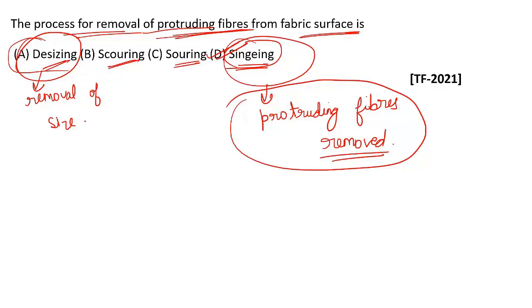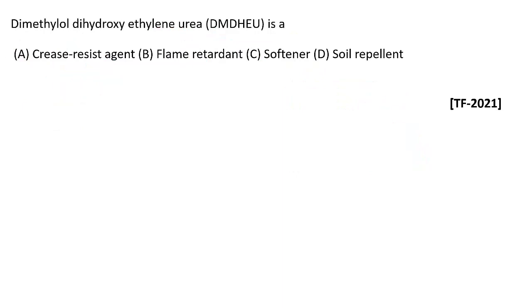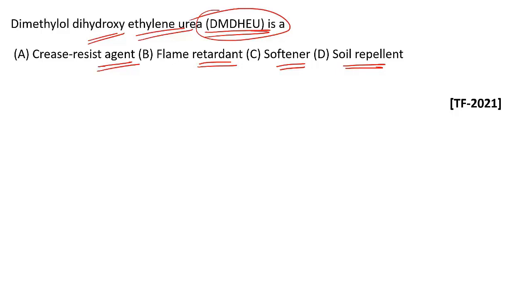So now coming to the next question. It is also a 1 mark question that says: dimethylol dihydroxyethylene urea, DMDHEU, is a: option A crease resist agent, option B flame retardant, option C softener, option D soil repellent. If you have read what DMDHEU is, it is a chemical generally used in durable press finish, and it helps in cross linking during the durable press finish.